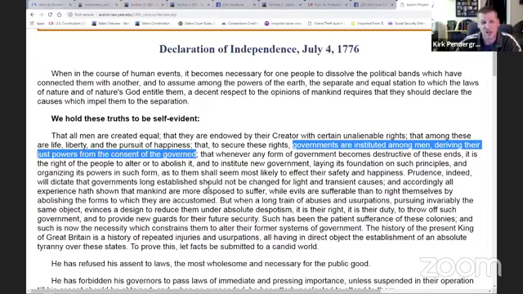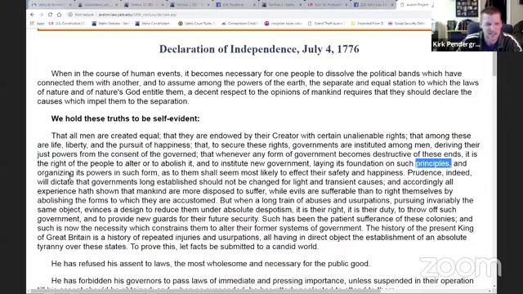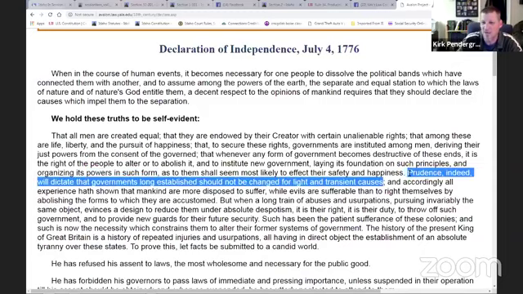Okay, so in here, that whenever any form of government becomes destructive of these ends, it is the right of the people to alter or to abolish it and institute new government, laying its foundation on such principles, right? And organizing its powers in such form as to them shall seem most likely to affect their safety and happiness. Prudence indeed will dictate that governments long established should not be changed for light and transient causes, which is where we're at right now.